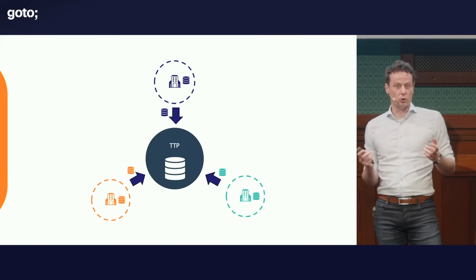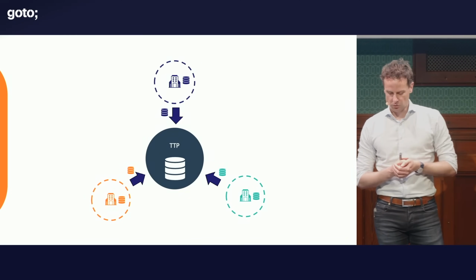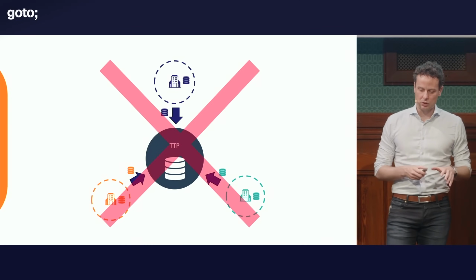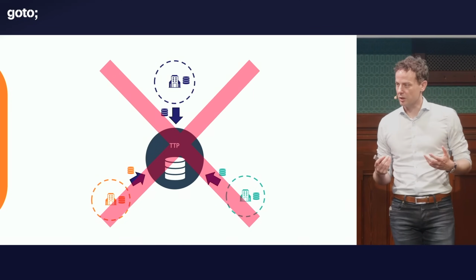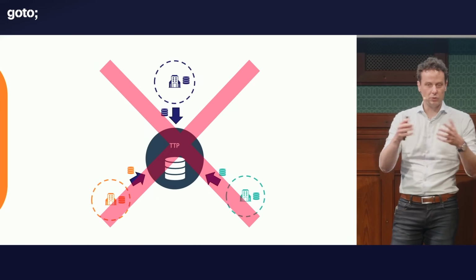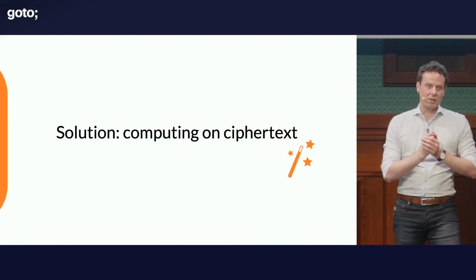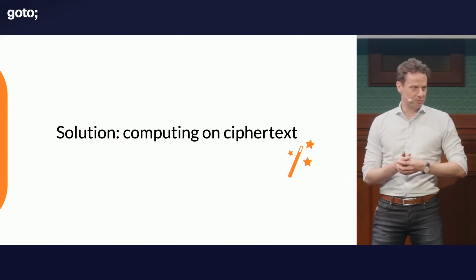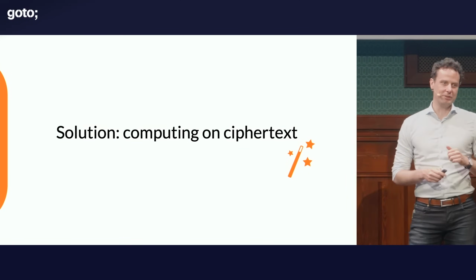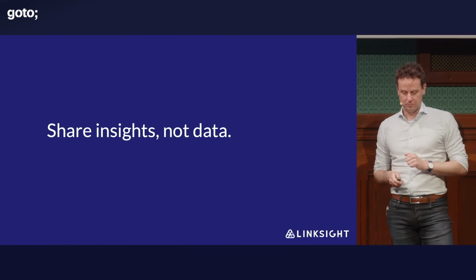Well, you could say, you know what, we'll put all the data in one place, to a big trusted third party, let it collect, and then we gain those insights. However, in practice, that is not what we want in society. There is, of course, GDPR. Also, you want to have control over your data as an organization. The solution that I would like to talk about is computing on ciphertext. Because with that technology, you can share the insights, not the data.